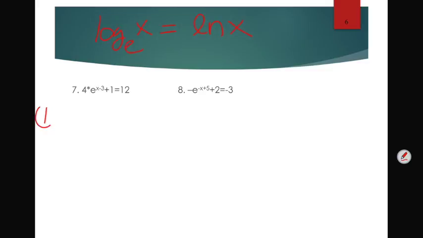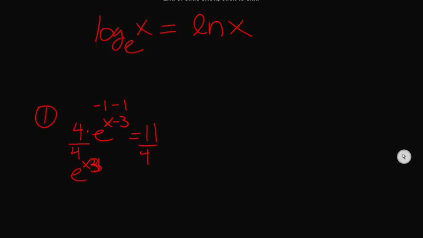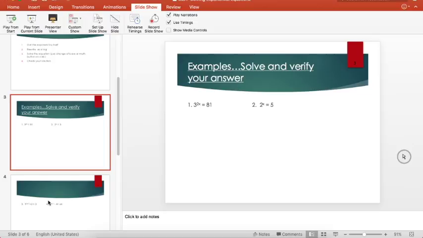So first step, we've got 4 times e to the x minus 3 plus 1 equals 12 for number 7. So we want to get that exponent by itself. So we're going to get the e by itself. So we'll subtract 1, get 4 times e to the x minus 3 equals 11. Divide by 4, divide by 4. So we'll get the exponent by itself is e to the x minus 3.